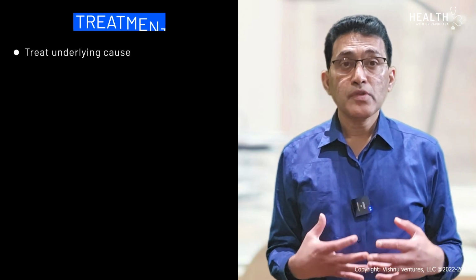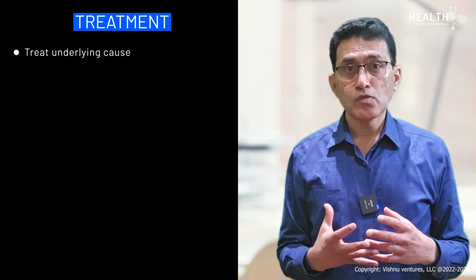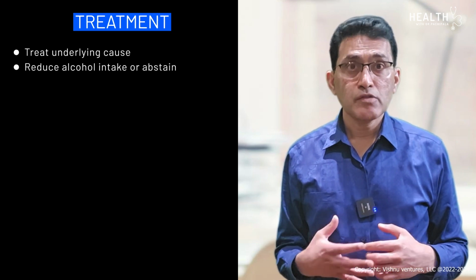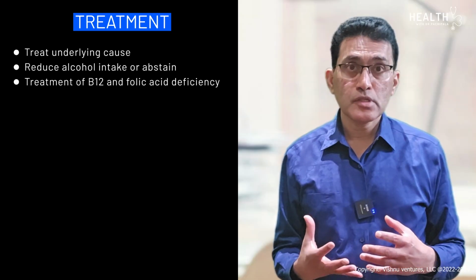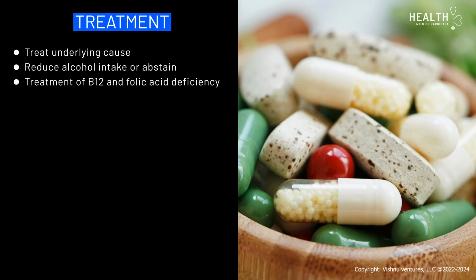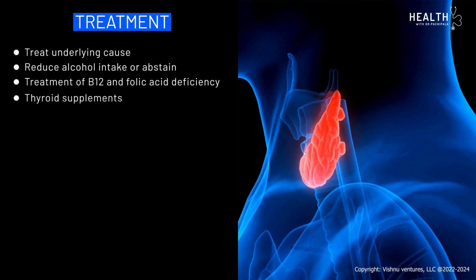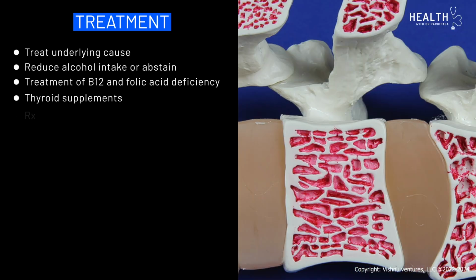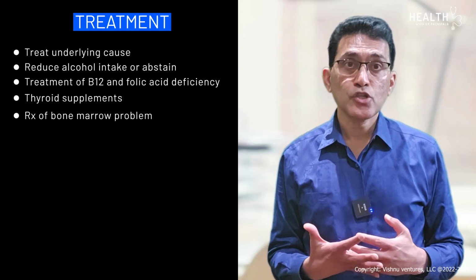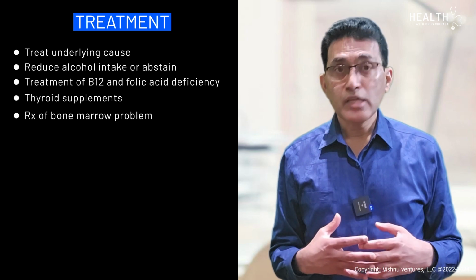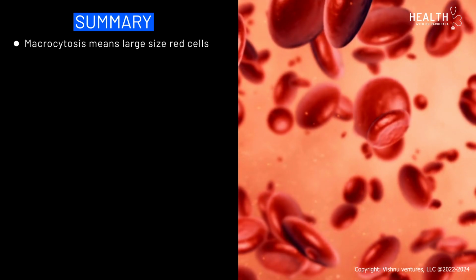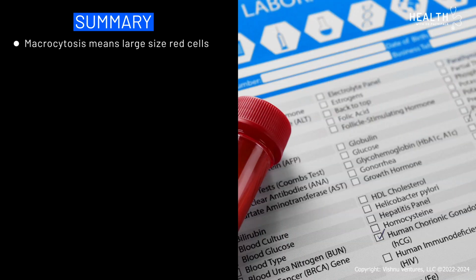So for example, if the large size cells are because of alcohol intake, we ask people to abstain from alcohol. If there's a B12 and folic acid deficiency, we suggest B12 and folic acid supplements. If there's an underactive thyroid, we recommend thyroid supplements. And if we find out the patient has a bone marrow problem, like myelodysplastic syndrome or multiple myeloma, that will be treated appropriately.